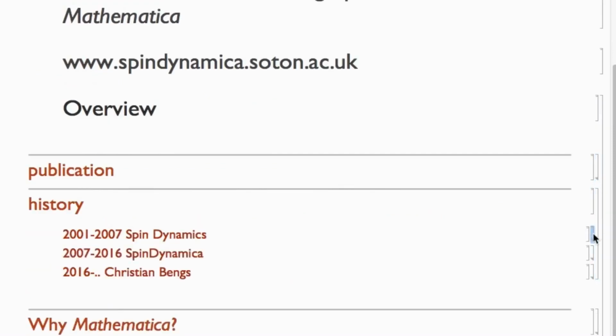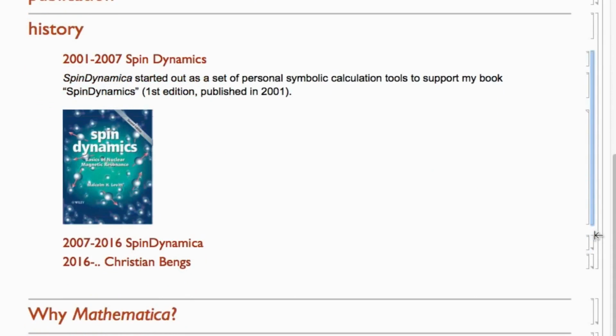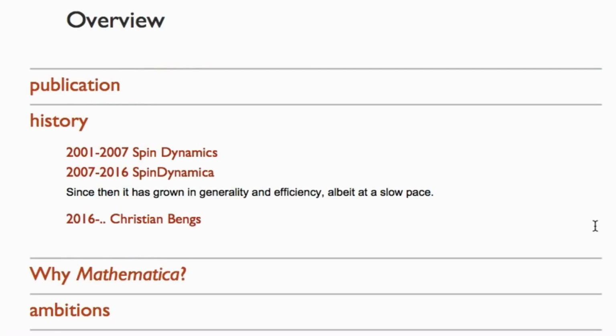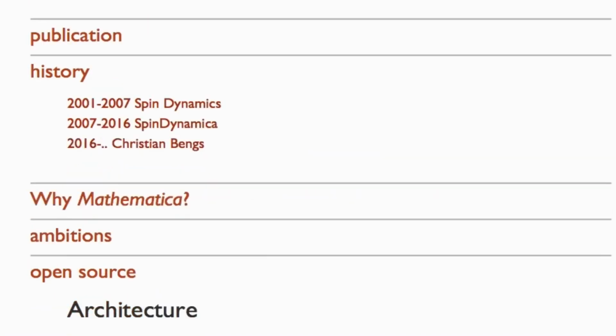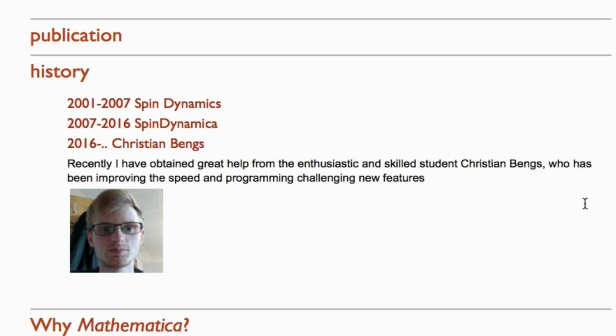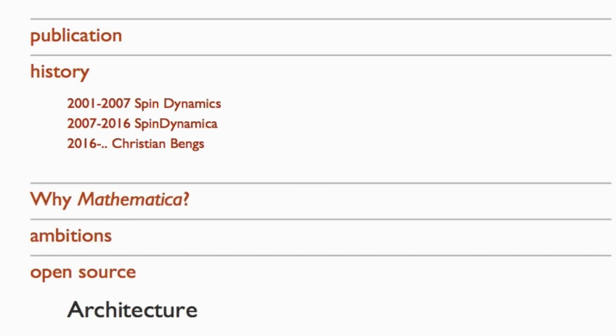I'll mention the history of this program. It started out when I was writing my book, and I began generating some simple Mathematica programs to help check my own calculations. Since then it grew through a long period, essentially as a side project by myself. But recently my student Christian Bengs has been helping me and also programming a lot of modules which are badly needed. It looks right now as if the functionality of SpinDynamica is going to expand a lot, reasonably rapidly.